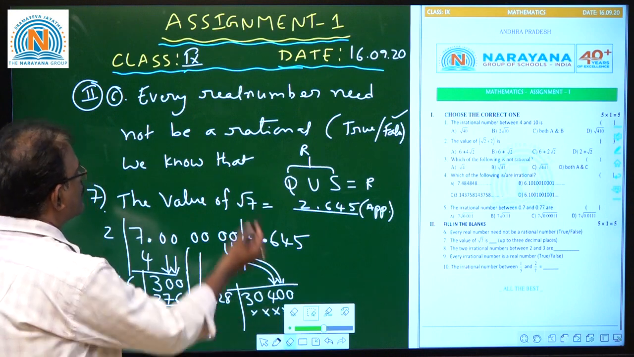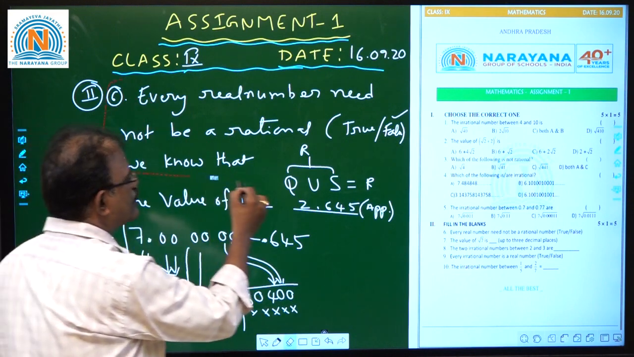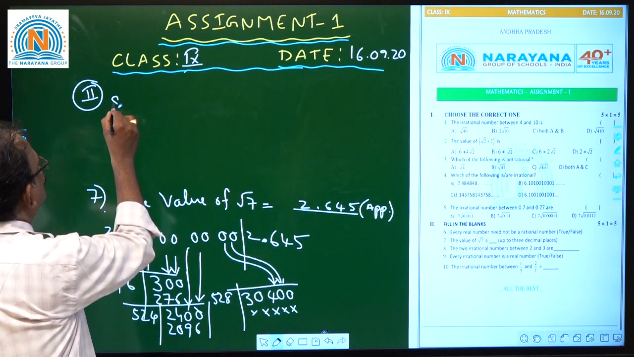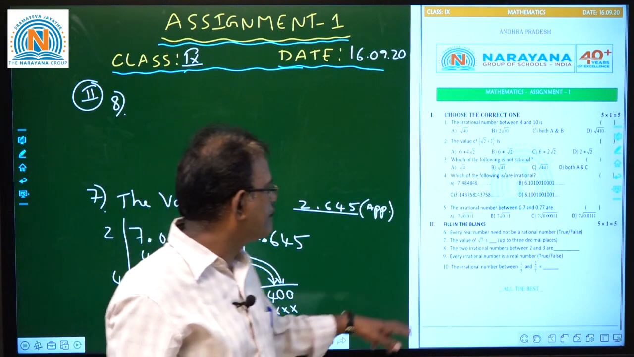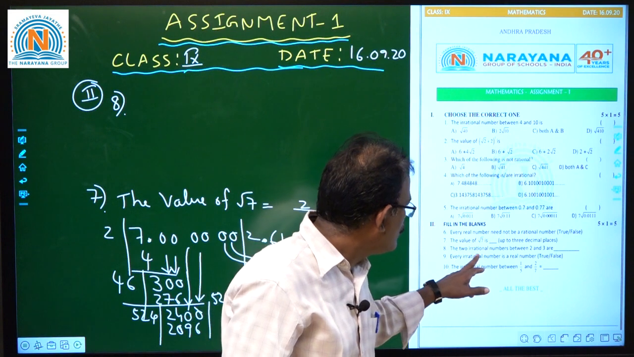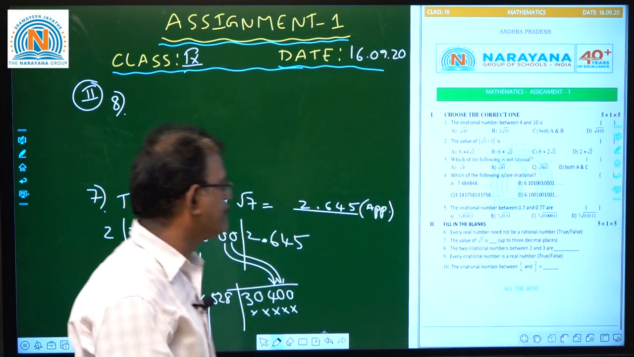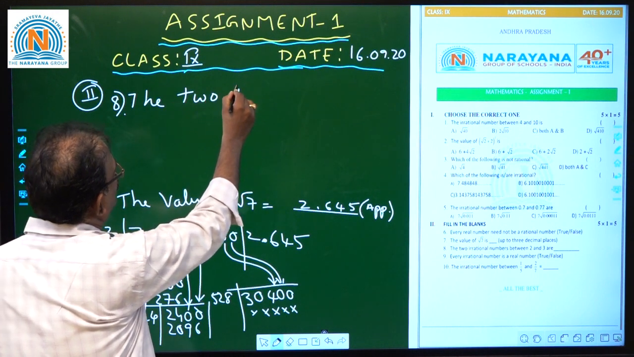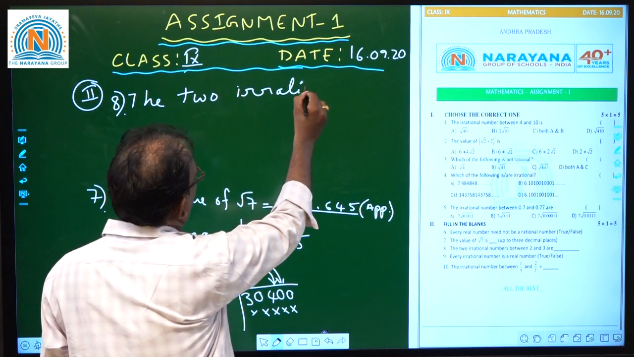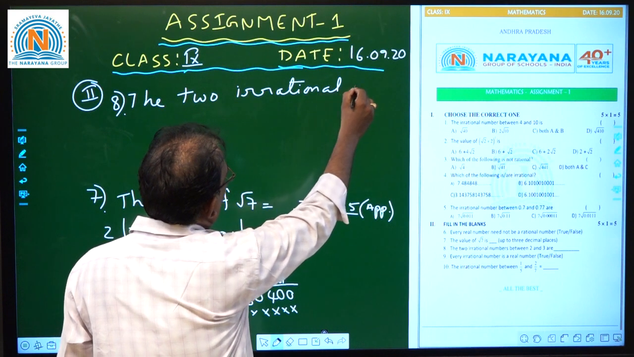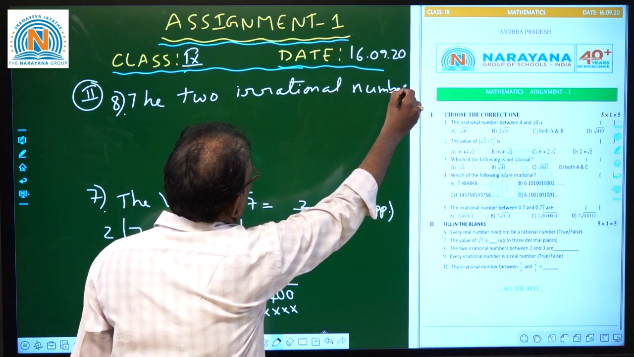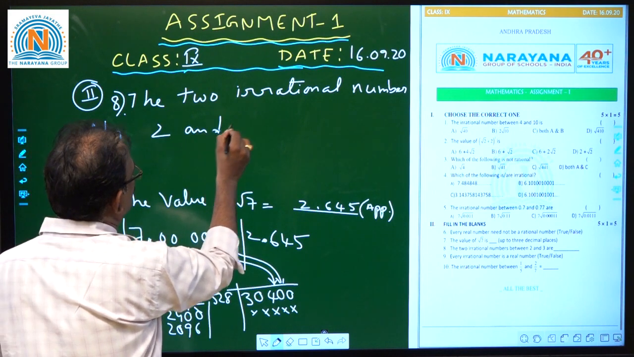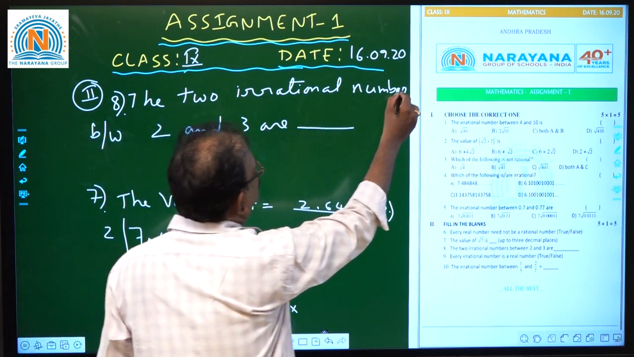Okay, so our next question is question number 8. The two irrational numbers between 2 and 3 are dash.